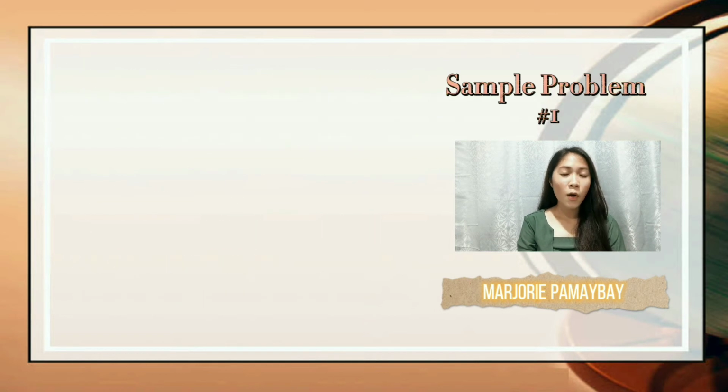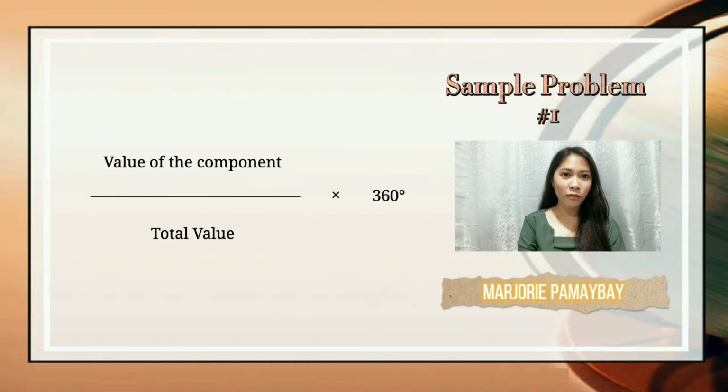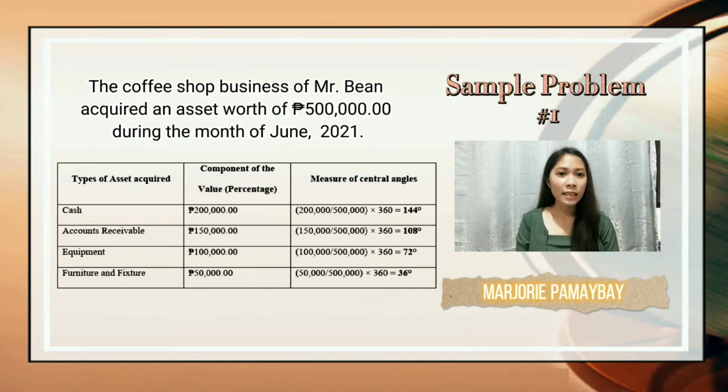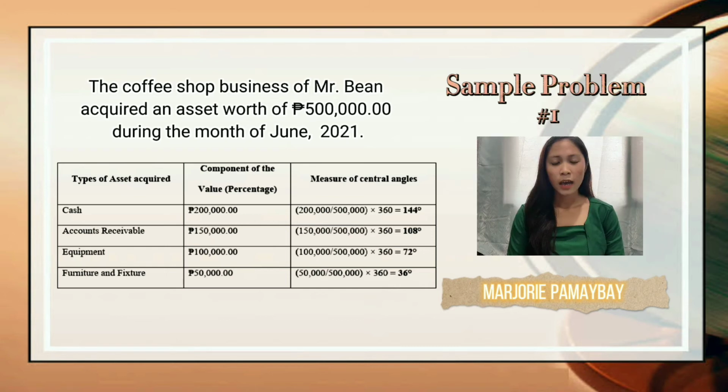Well, first, we need to solve for the measure angles of each category using the formula value of the component over the total value multiplied by 360 degrees. Try to look at the table. As we can observe on the given data, we have here the total value of asset, which is 500,000. Now, to compute the angle of cash, we need to divide the value, which is 200,000, by the total value of asset, which is 500,000, then multiply by 360 degrees, which is the total angle of the circle. And as we answer this, we came up with a result of 144 degrees.